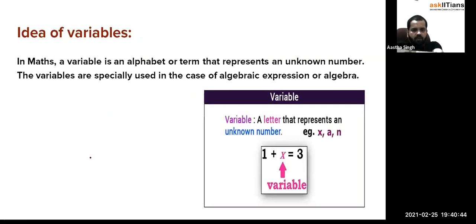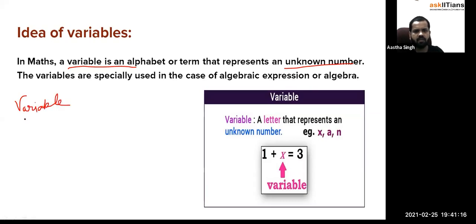The idea of a variable, right? In maths, a variable is an alphabet or term that represents an unknown number. Variables are especially used in algebraic expressions or algebra. A variable is a letter that represents an unknown number. We have already discussed what a variable is.